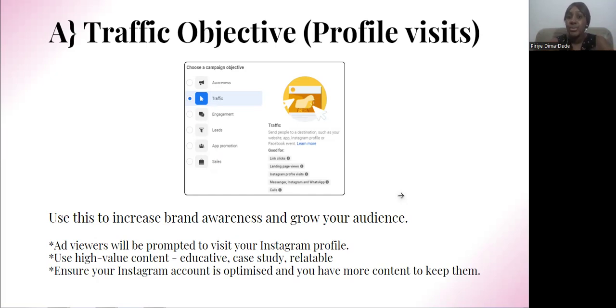You can also use relatable content, like a meme with very relatable text or a scenario that they can relate to on a high level. So they would go ahead and feel some sense of kinship with the account, check out more of the posts, and go ahead and follow the account. The next thing you want to do before running this type of ad is to ensure that your Instagram account is well optimized and that you have more content on your Instagram feed to keep these people when they visit your profile. So this is the first objective, the traffic objective, and you're going to optimize for Instagram profile visits.